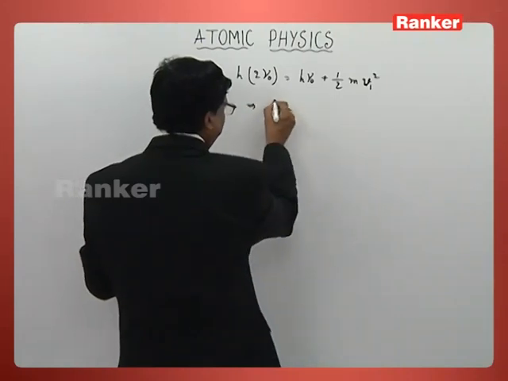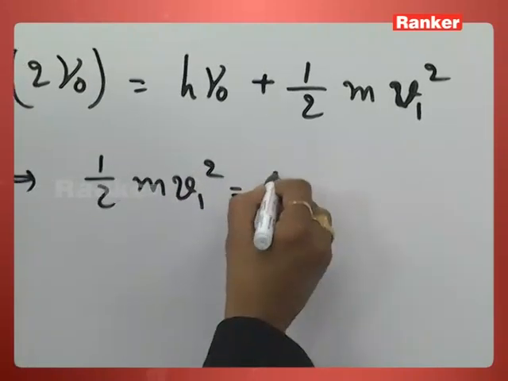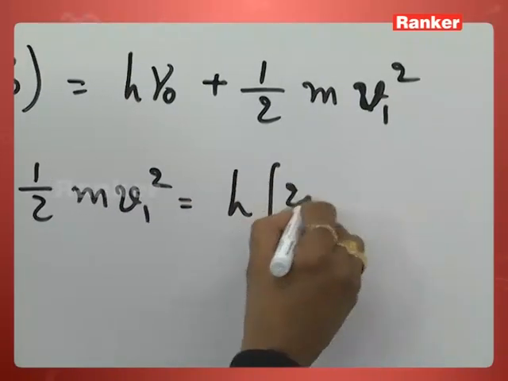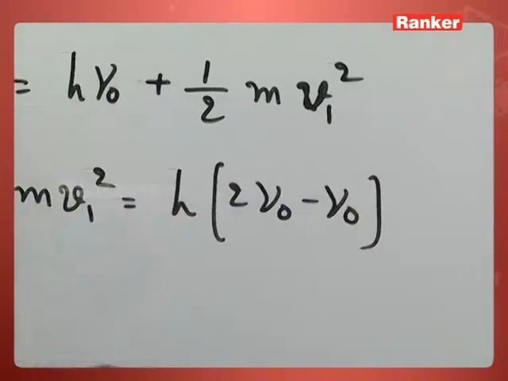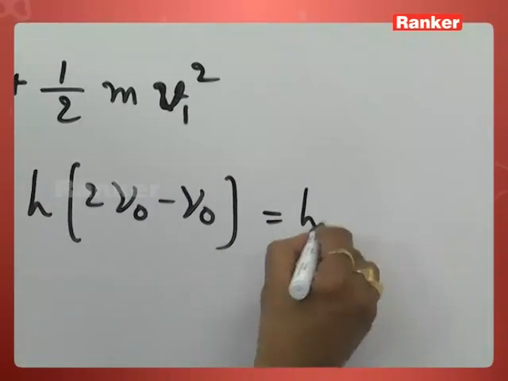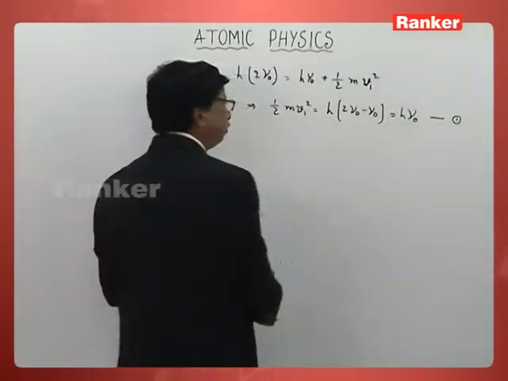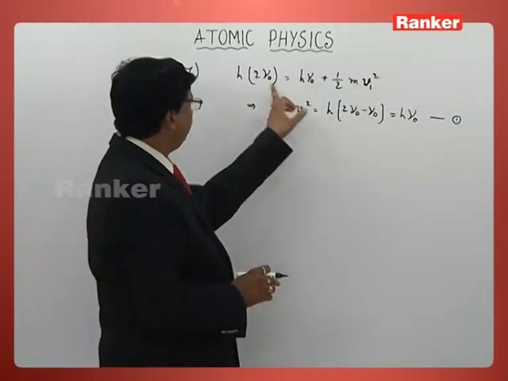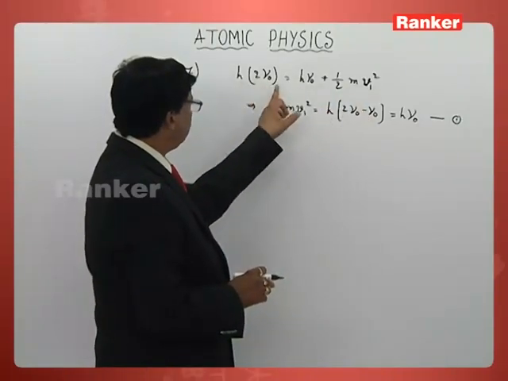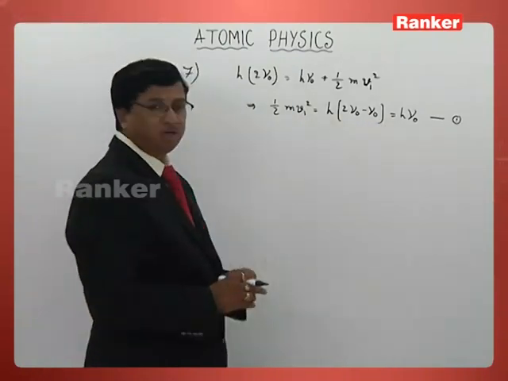See first, half mv1 square is equal to h into (2 nu naught minus nu naught). I can now rewrite the same as h nu naught. That is my first equation. Look once again, half mv1 square is equal to 2h nu naught minus h nu naught, which is equivalent to h nu naught. That's the first one.